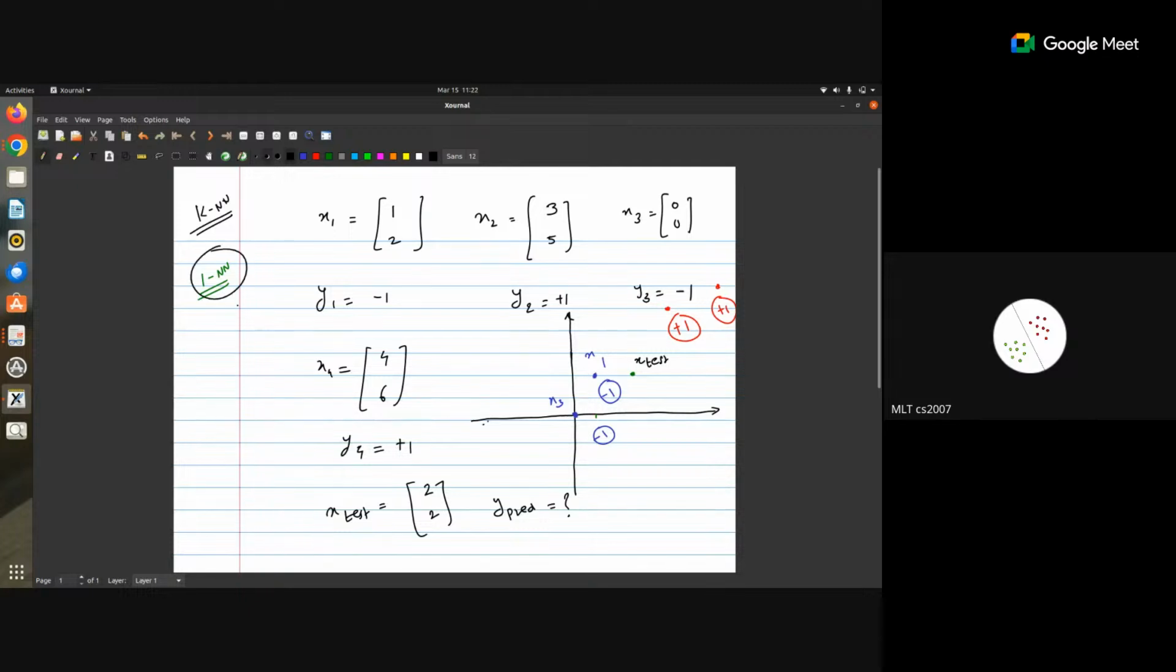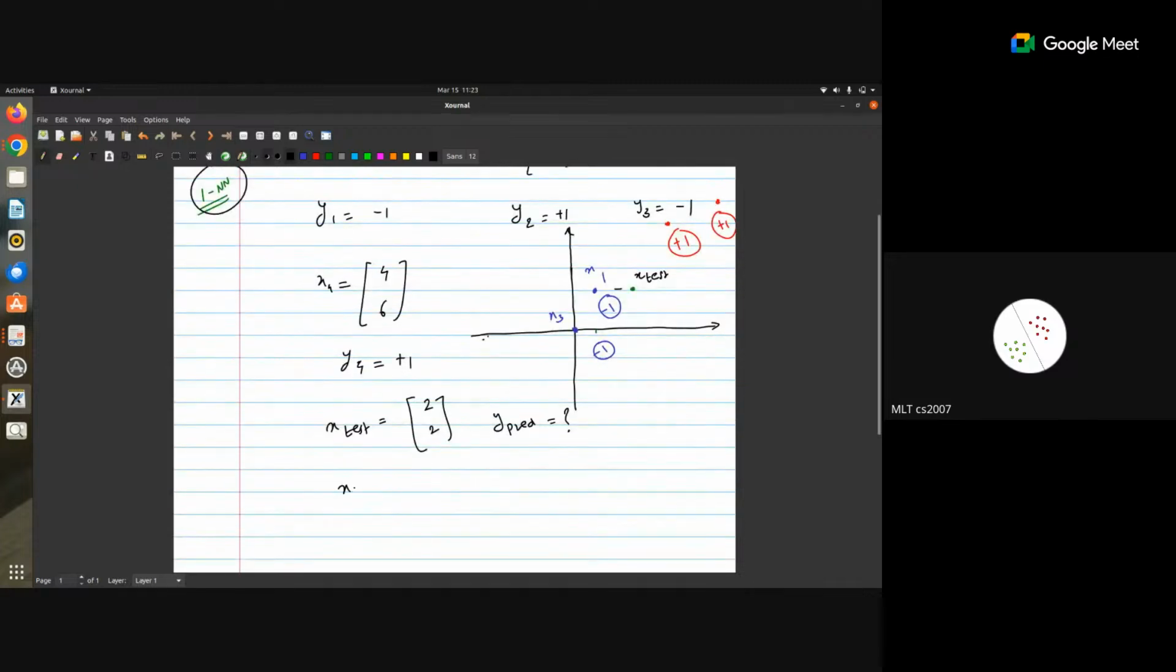You're saying that one, two. Yeah, so that means this one, X1. So the nearest point is this. What will be the prediction for X test? For X test, the Y prediction will be -1, the negative class. This is when you have one nearest neighbor.